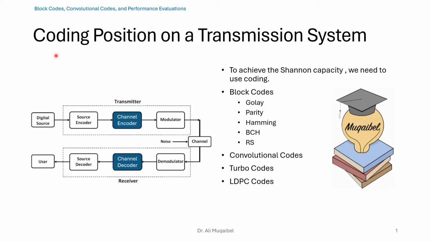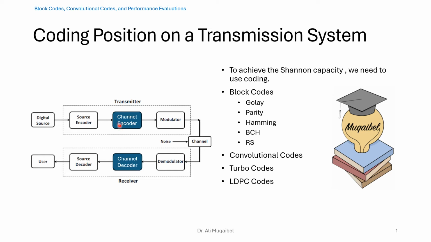So the slide title says coding position on a transmission system. We have the digital source, we have the source encoder. A source encoder will do the compression. Then we have the channel encoder. Then we have the modulator, the channel, the demodulator. And then we have the channel decoder. And then we go back to the source decoder, which does the expansion of the data. So these two blocks in blue show you the location or the position of the coding in a communication system.